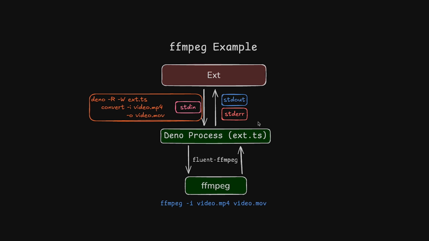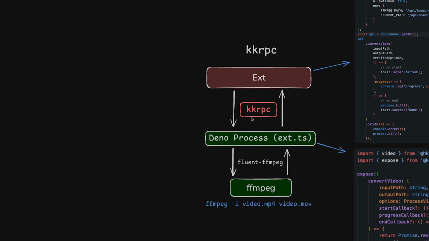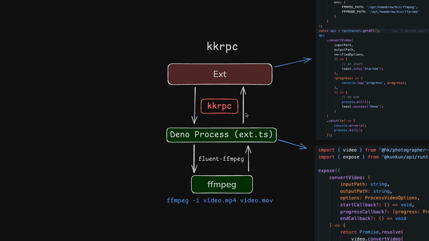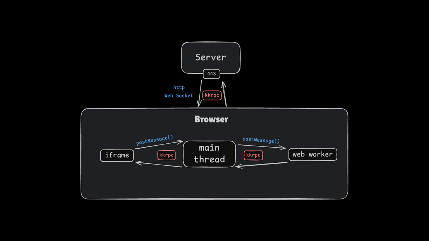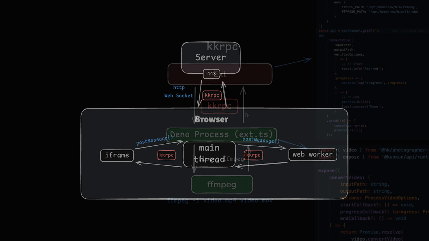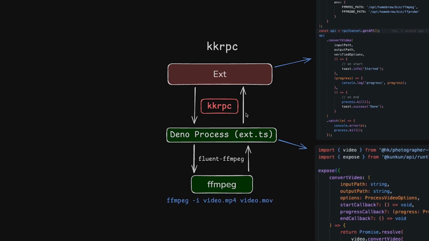To simplify this, I created KRPC, a custom bidirectional remote procedure call protocol inspired by JSON RPC and Comlink. It facilitates communication between the extension's main thread, the Deno process, and the desktop app. It also supports HTTP and WebSocket communication resembling tRPC. If you're interested, I can make a video about it.